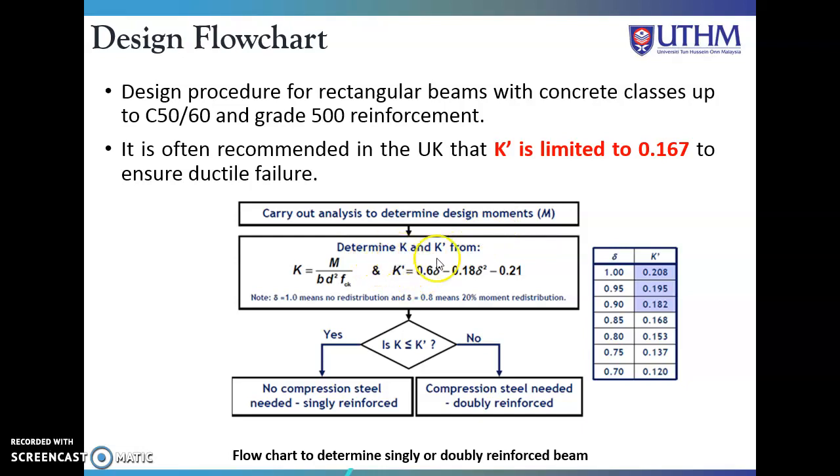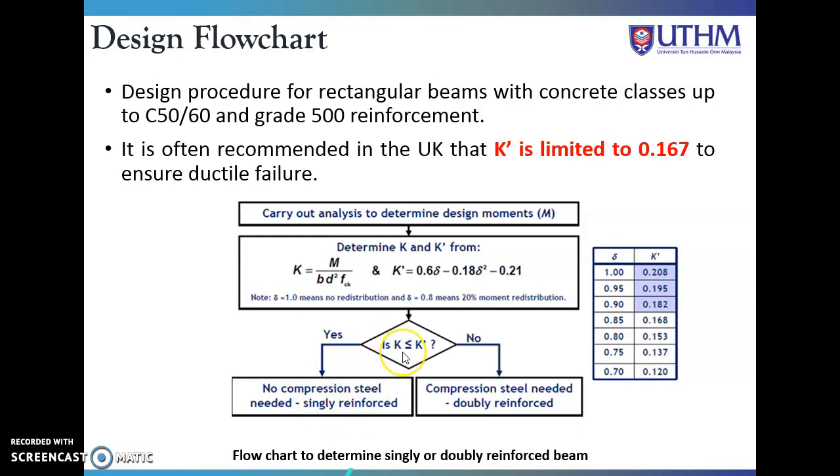Okay, determine K and K prime. So K prime kita dah limitkan 0.167. Okay, so K yang kita kira based on the design moment, sama ada kecil ataupun lebih besar daripada K prime. Let's say K yang kita kira berdasarkan design moment adalah lebih kecil daripada K prime. So, no compression steel needed.